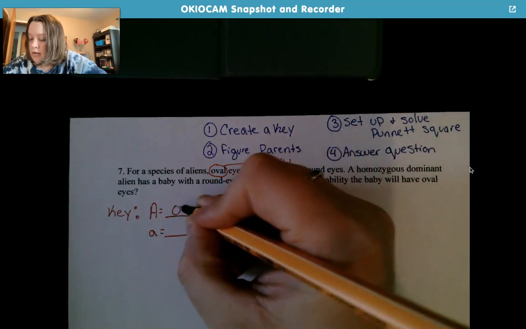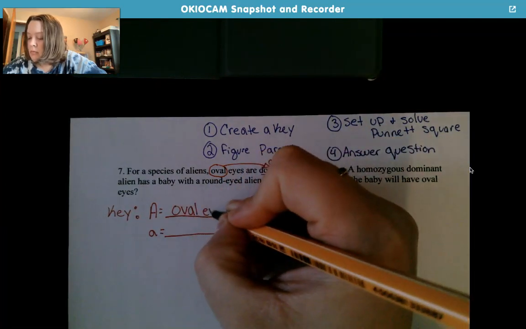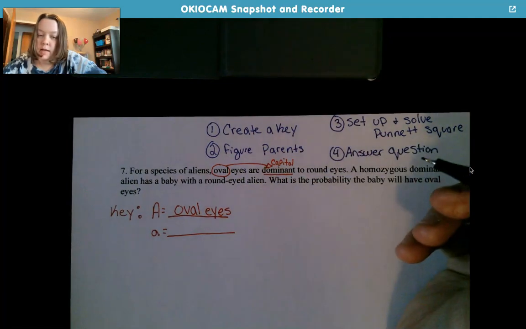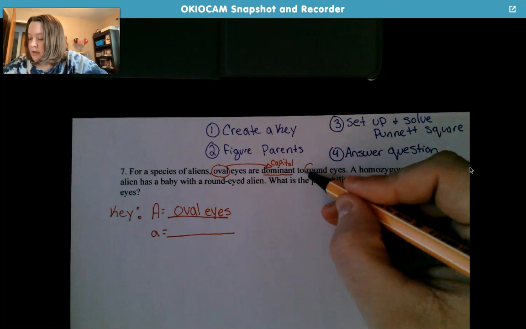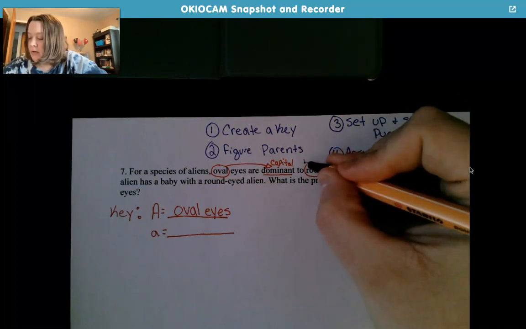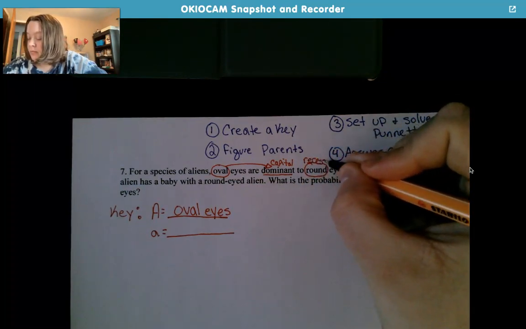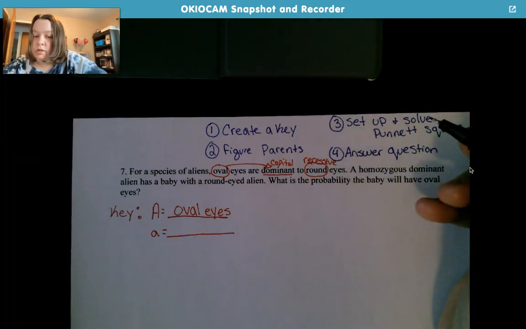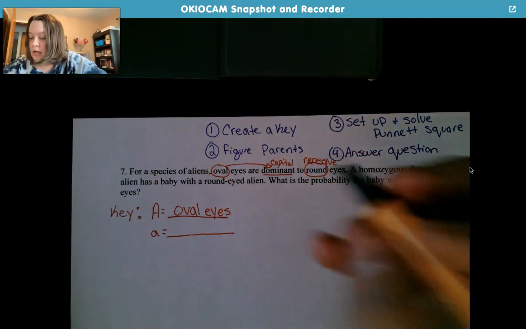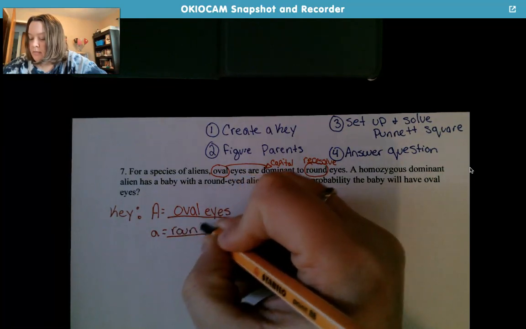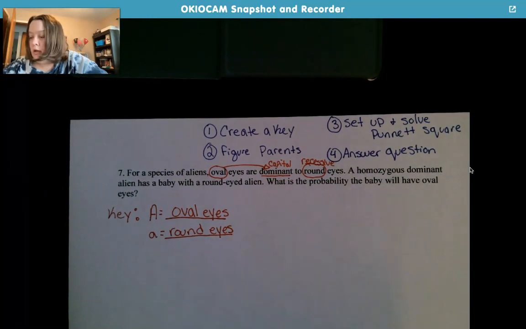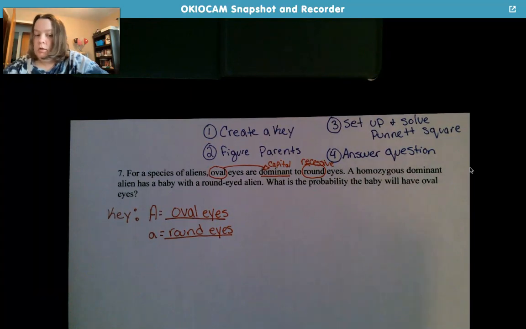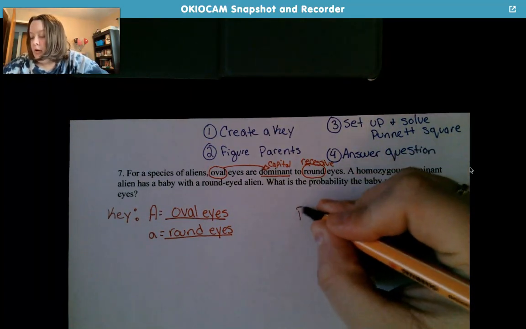So oval eyes are going to be represented with our capital A because oval eyes are dominant. Oval eyes are dominant to round eyes, meaning that round eyes are recessive. Recessive is represented with a lowercase letter. So in this case, round eyes are going to be our lowercase a. That's step number 1.